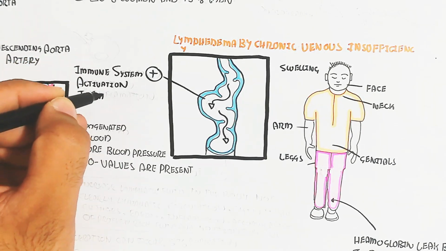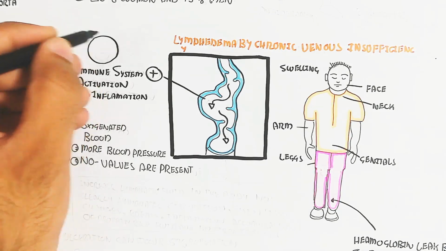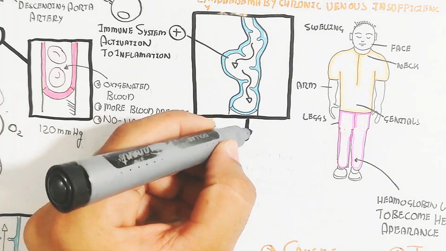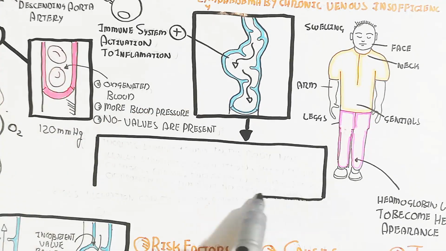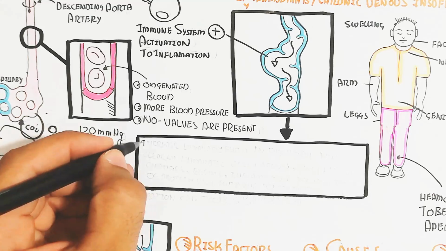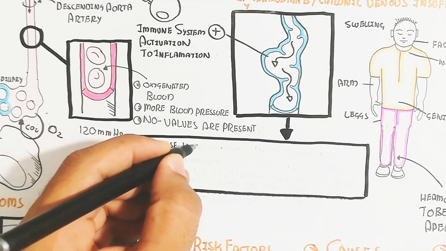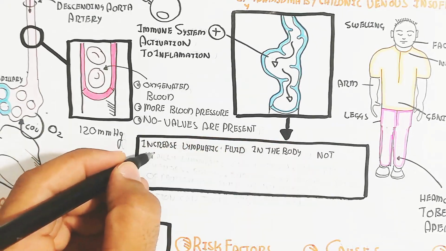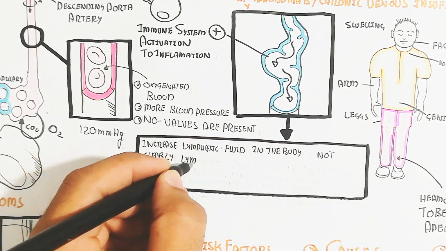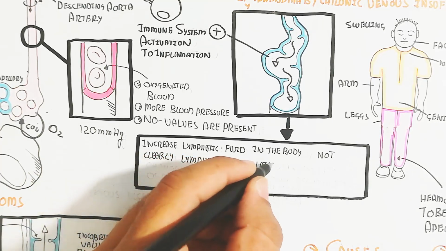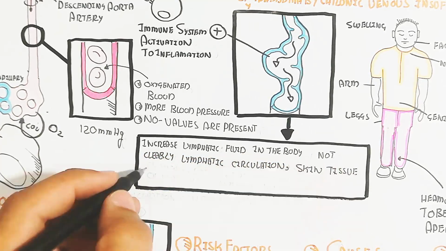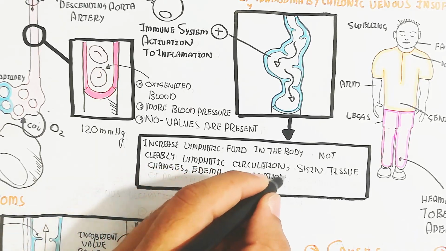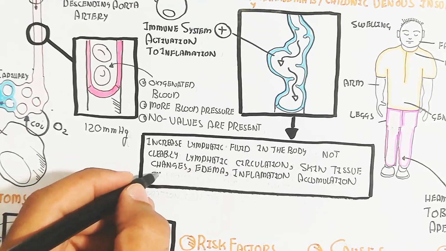On the other hand, the incomplete flow of the lymph present in the vein will not enter completely or sufficiently into the circulation again from the clavicle vein. In this way, the lymphatic fluid increases in the body and the lymphatic circulation is not cleared, and skin tissue changes, and in this way edema can occur, with inflammation and the accumulation of protein-rich fluid.